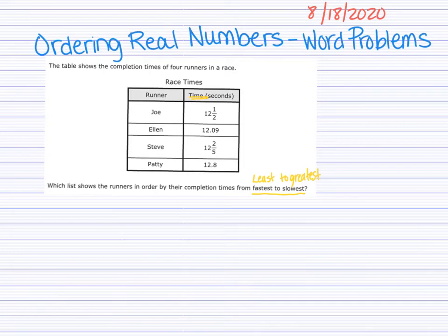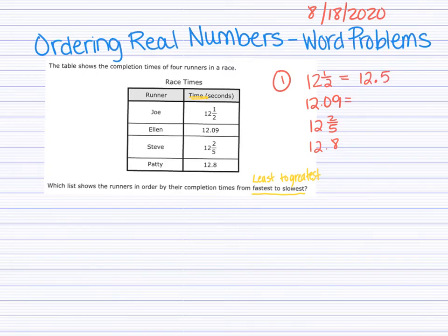Okay, so now we are going to go back through the steps that we use for ordering numbers. The first thing that we are going to do is convert all of the numbers to decimals. So step 1, convert to decimals. And remember that we want to make sure that we keep track of what our original numbers are, because at the end of our problem, we're going to have to go back and make reference to what they originally were. So 12.5, I'm going to do 1 divided by 2 in the calculator, which is 0.5.